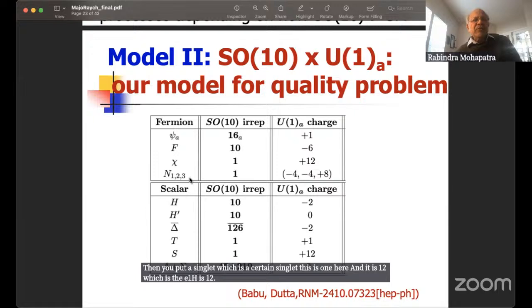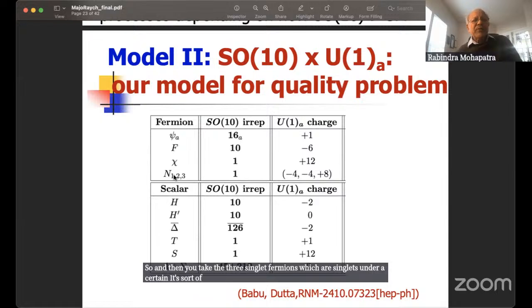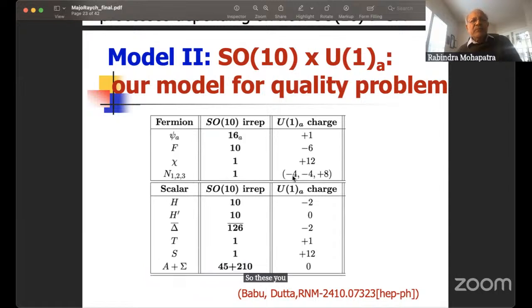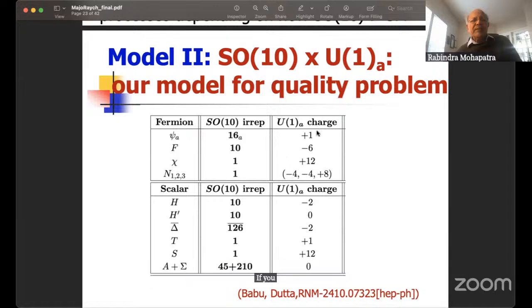And then you take the 3 singlet fermions, which are singlets under the gauge group. These are sort of like right-handed neutrinos, but not the right-handed neutrino of the 16 spinor. So these you put in with U1 charges minus 4, plus 8. Again, this is a miraculous set of numbers here. If you calculate the anomaly, it just cancels out, including the cubic anomaly. That's in some sense the main part of the work.